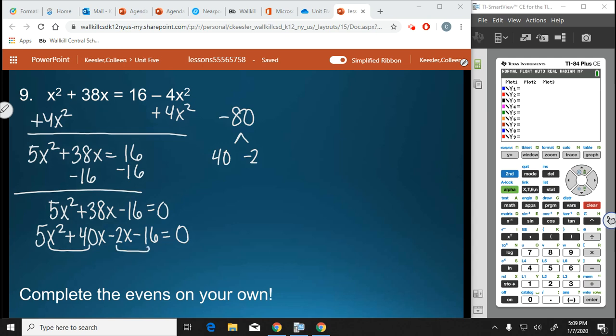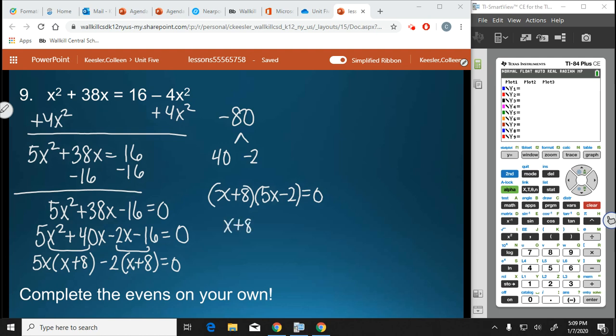Group and group. Take out 5x. I'm left with x plus 8. Take out negative 2. And again, I'm left with x plus 8. So I have x plus 8 as my common factor, and left over 5x minus 2 equals 0. So we can solve x plus 8 equals 0 or 5x minus 2 equals 0.